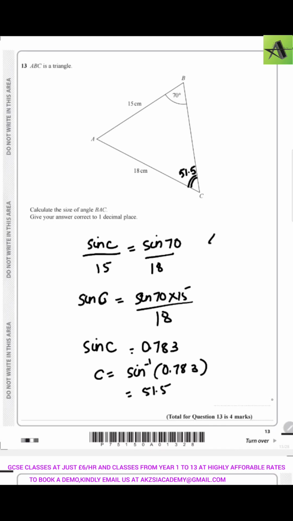So angle A is what? 180 minus (70 plus 51.5). Why? Because the sum of all the angles of a triangle is 180 degrees. So from here, I'll get my answer as 58.5. So the final answer is 58.5.